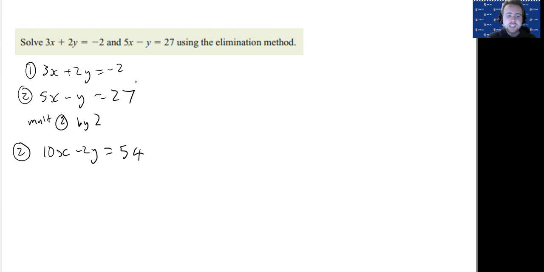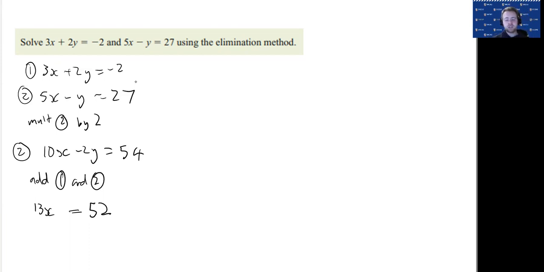So what I'm going to do is add these two equations together so those y's will cancel each other out and eliminate. So I'm going to add 1 and 2. Okay, I'm going to add this version of 2 that I've just done down the bottom. So what's going to happen is I add 10x with 3x, and I get 13x. I'm going to add 2y with minus 2y, and that eliminates, it disappears. And then I'm going to add 54 with a minus 2, and I get 52.